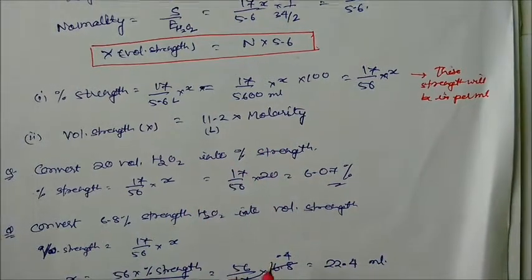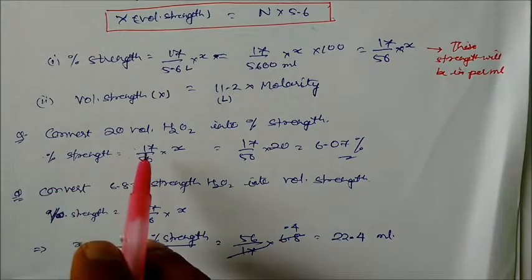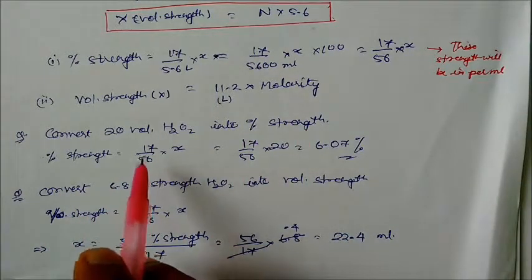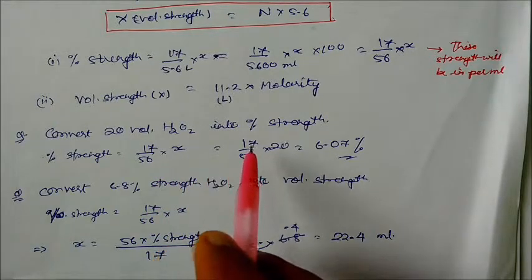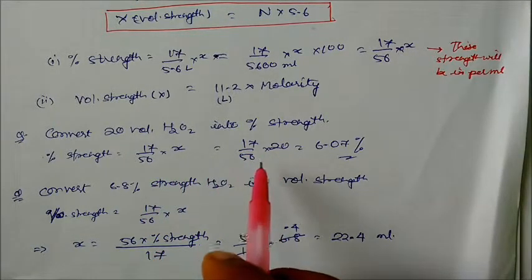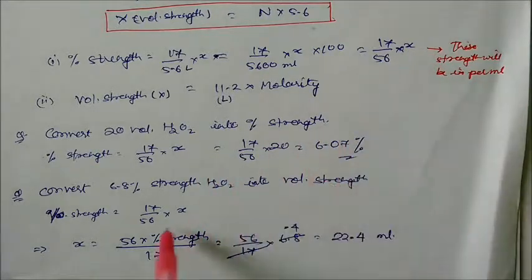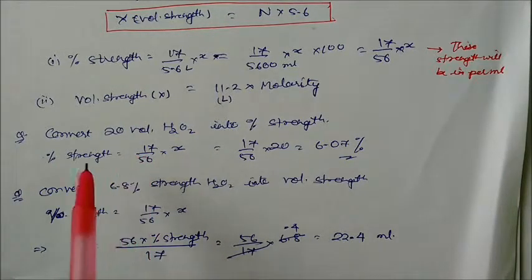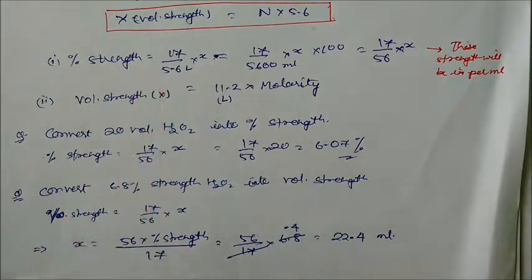Questions similar to this are often asked. Convert 20 volume of H2O2 into percentage strength. Percentage strength is equal to 17 upon 56 multiplied by X, which is 17 by 56 into 20. If you solve it, this becomes 6.07%. So directly use this formula and solve it. This is not a difficult question, very easy. They can ask you 10 volume, 50 volume, 100 volume. You can convert whatever volume they give into percentage strength using this formula directly.